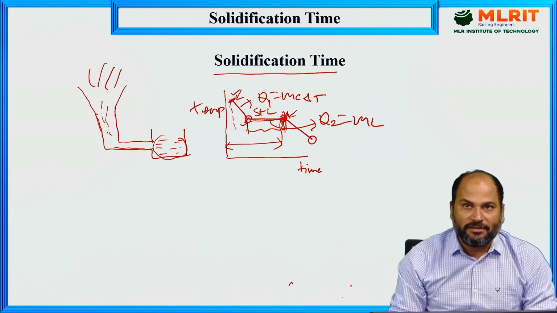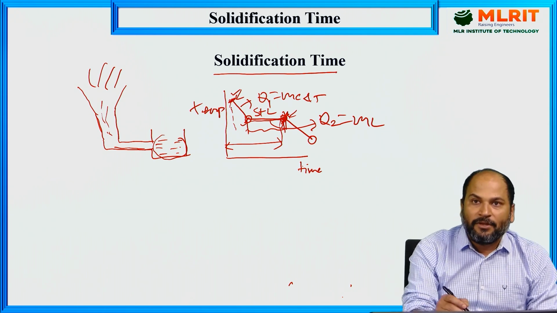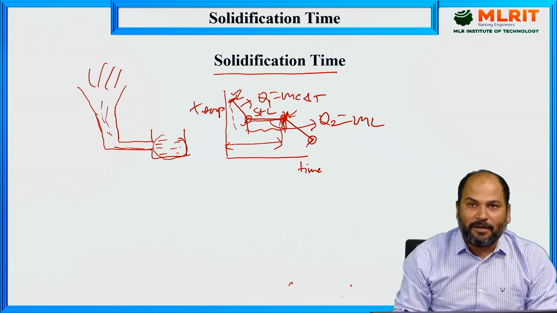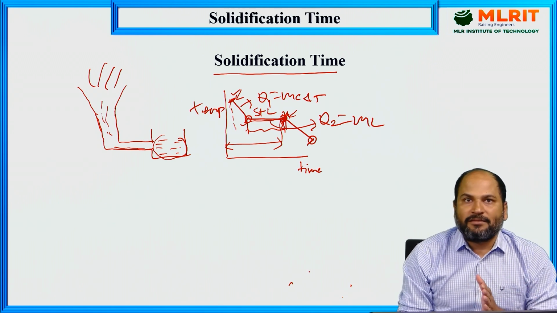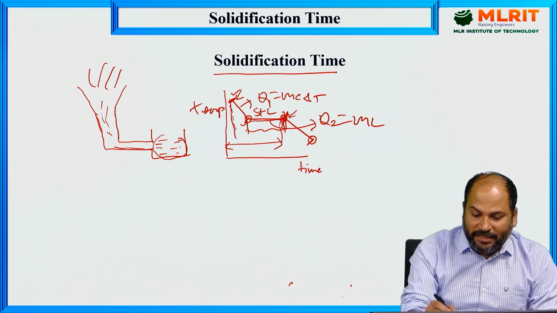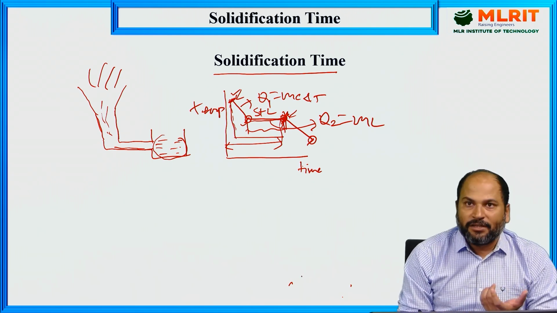Most of the students are generally in confusion that solidification time is the time from when we pour the metal until it reaches the room temperature. No, this is not the room temperature. It is actually the point up to where the complete liquid has transformed into solid state. Whatever time it takes, this is known as solidification time. So what is the formula or what is the method to find it out?